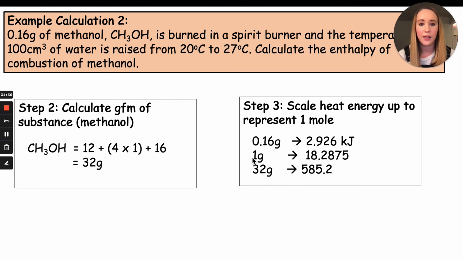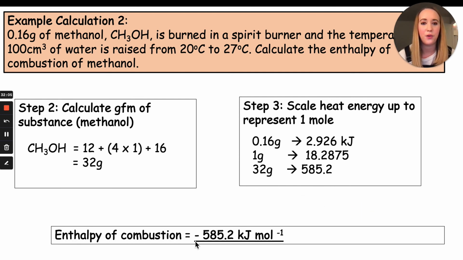So again, you can do the interim step if you like. Scale it to 1 gram, so divide both sides by 0.16, and then scale it up to 32 grams. Or you can do that all in one step if you're quite comfortable with that calculation. And what you'll get as the final answer should be 585.2. Again, don't leave your answer here, because we've got to put that negative value on the front. Okay, so the enthalpy of combustion is minus 585.2 kilojoules per mole.